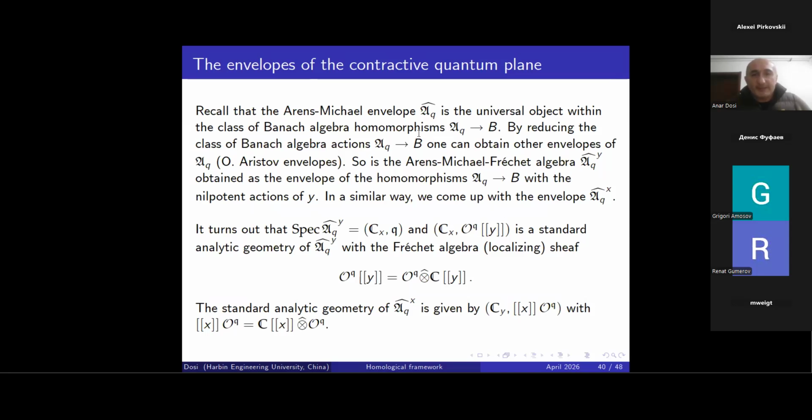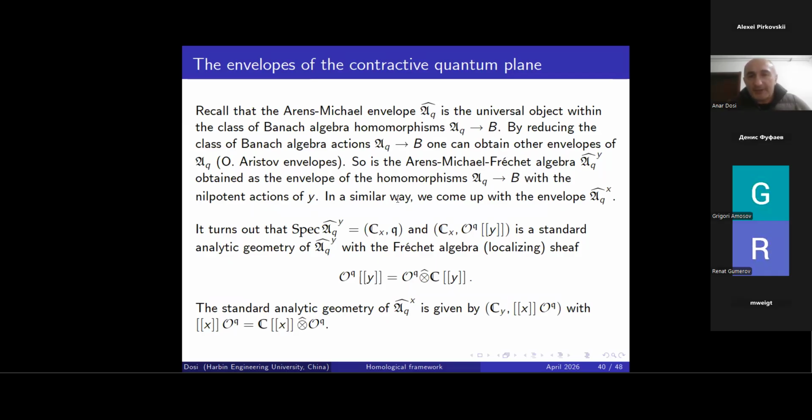Yeah. So how to generate other geometries? Look, what can I do here? So we know what is an Arens-Michael envelope, right? We have to look at all actions to Banach algebras. But I can restrict this family of Banach algebras. It's a construction due to Oleg Aristov, so we can get other envelopes.